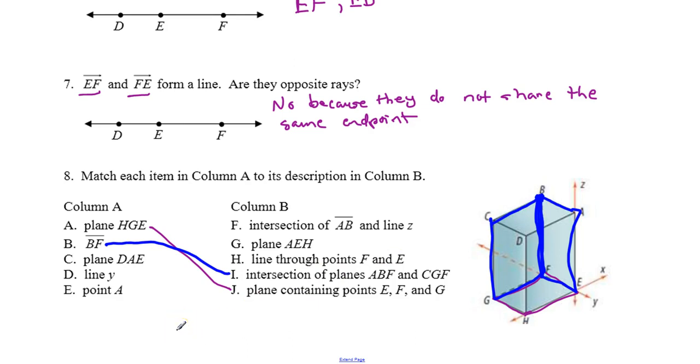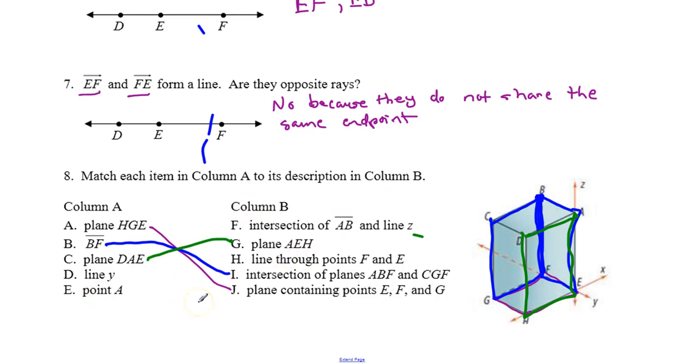Okay, plane DAE. My guess is, let's get another color here. Green. So plane DAE, that would be the front of this box. It's actually DAE, but it's going to contain H as well. There. And look at that, AEH. So that's going to match up over here with this one.